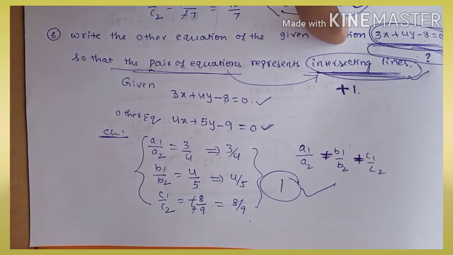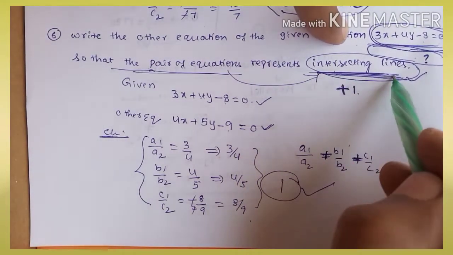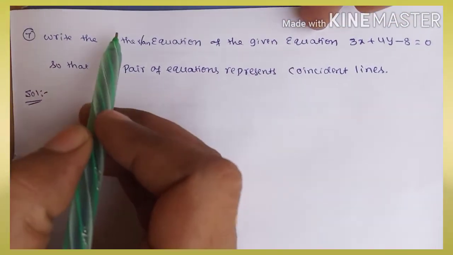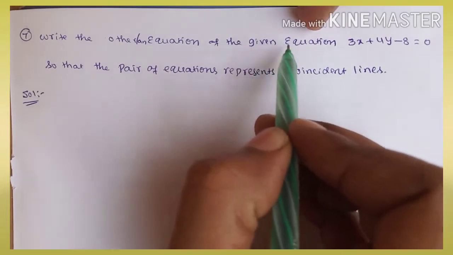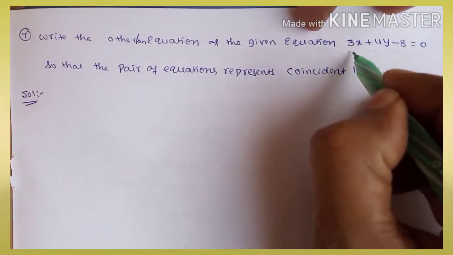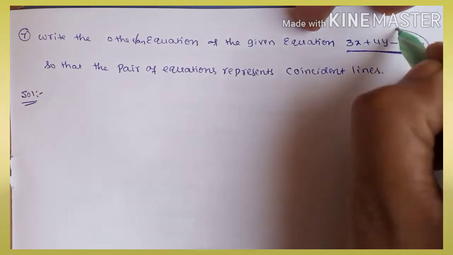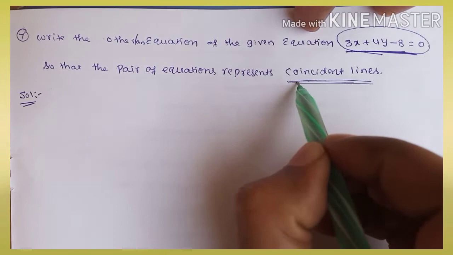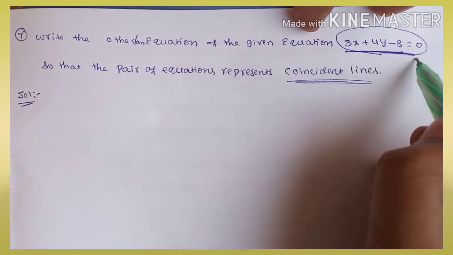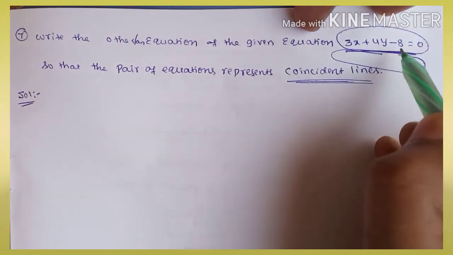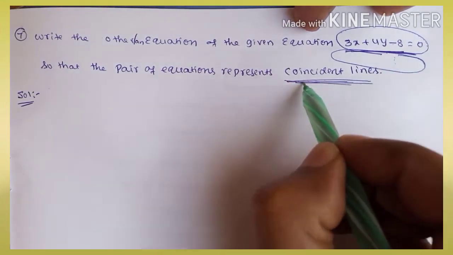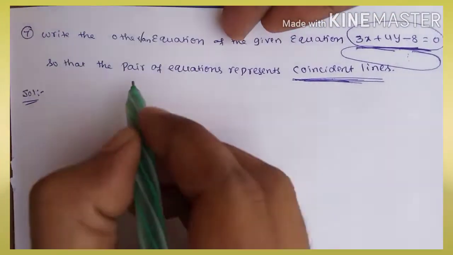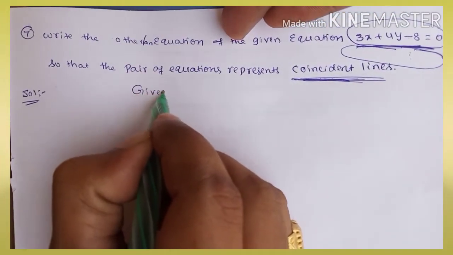Same model but different requirement. Write the other equation, or the second equation, of the given 3x plus 4y minus 8 is equal to 0, so that the pair represents coincident lines. Here one equation is given, you have to write the second equation so that these two lines represent coincident lines, students.